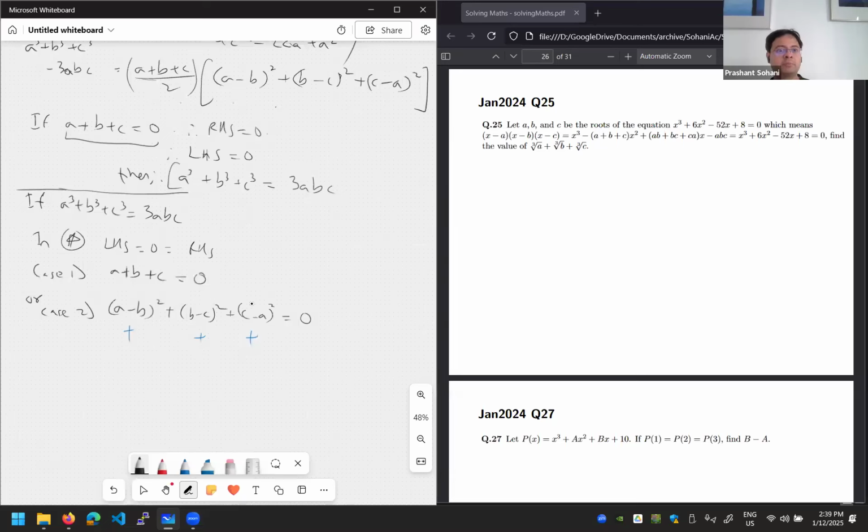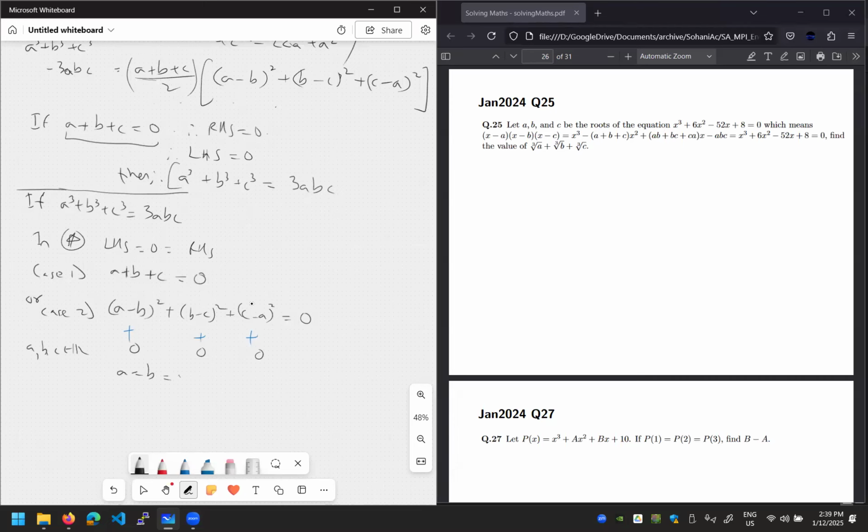So the numbers can be complex, but if we are told that we are only talking about real numbers, then the only possibility is that all the brackets are 0. So in other words, a, b, c have to be equal. Okay. So therefore, what is the total?